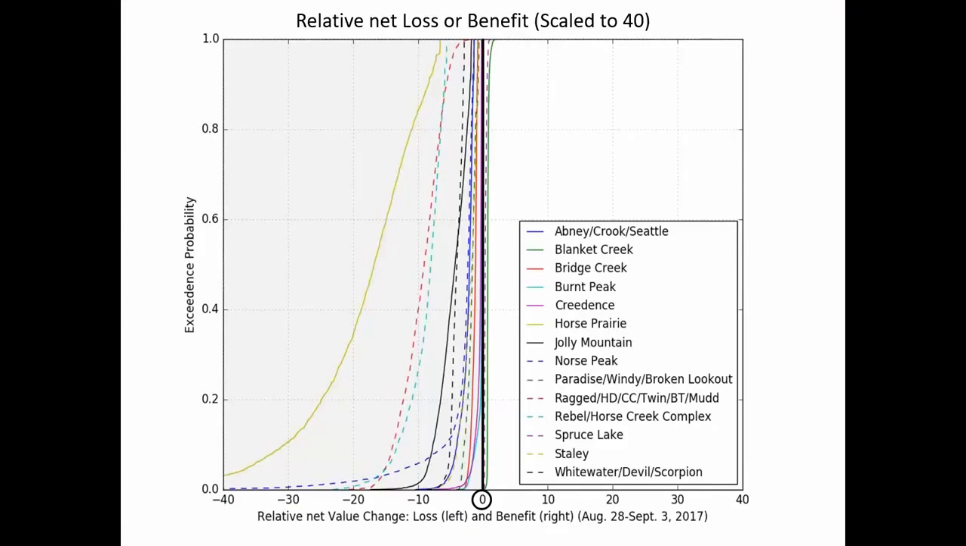And then in the middle, there's two others. That would be Ragged and Happy Dog Twin. That's the dashed red, and then the dashed blue is Rebel Horse Creek. So those ones are maybe like half the loss of Horse Creek, and then twice the loss or 3 times the loss of some of these others.